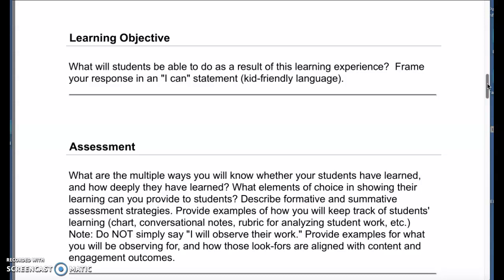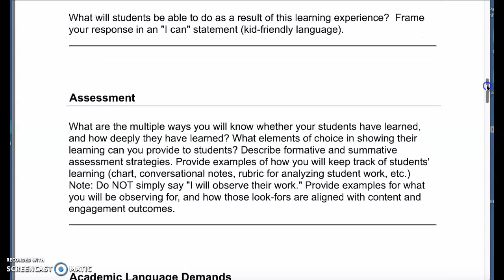How are you going to understand if your students have learned from this lesson, or how can you gauge what the students already know? So what are the multiple ways in which you will know whether your students have learned and how deeply they have learned? What elements of choice in showing their learning can you provide to students? Describe a formative, so just an informal assessment, or a summative, a final assessment. It can be either or.